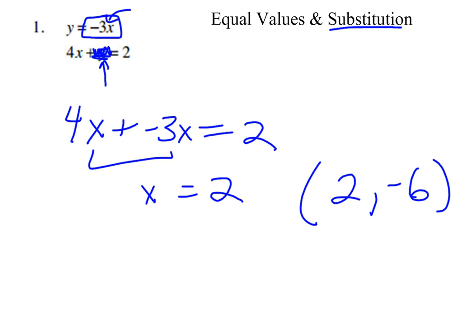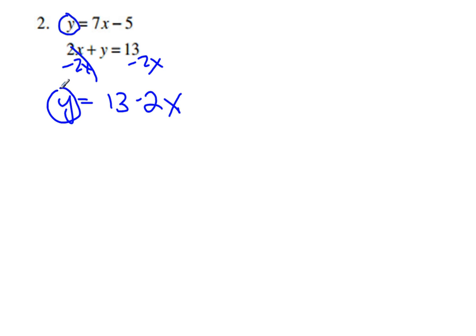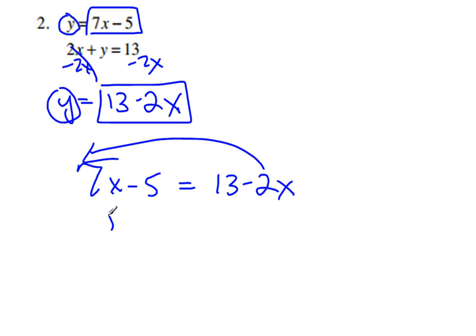Okay, that's substitution. Let's do this one with the equal values method. Okay, equal values: again, we have to make them both equal to the same thing. So subtract 2x, subtract 2x. Now this is y equals 13 minus 2x. So now they both equal the same y, right here and right here, which means this stuff must equal that stuff. So you write 7x minus 5 equals 13 minus 2x, and then solve it. If I add 2x to both sides, just bring that over there, I'll make that 9x. I add 5 to both sides, I make that 18.